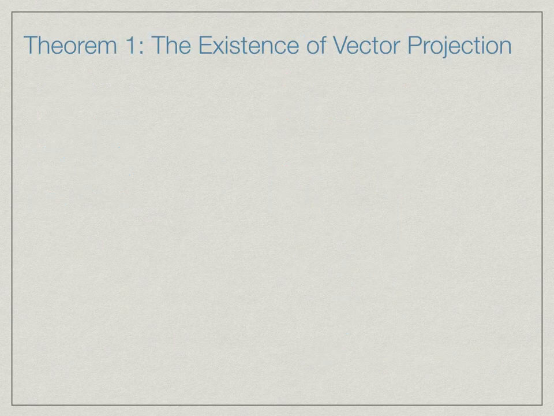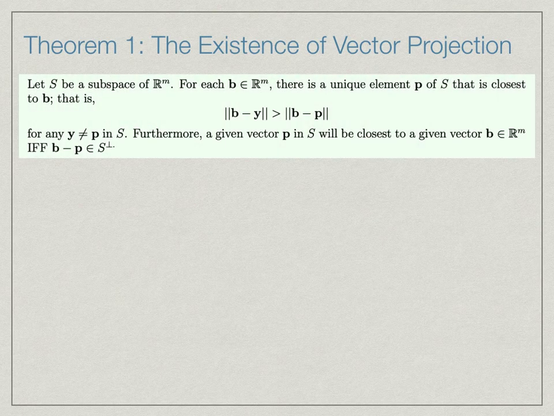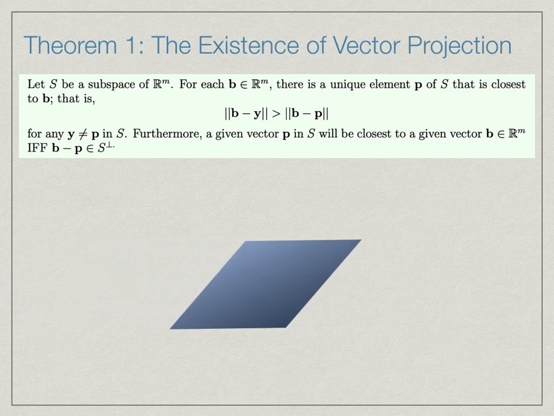Theorem number 1 will show the existence of vector projections. If you're looking at a subspace S of R^m, for each vector B in R^m, you can find a unique vector P in S that is closest to B, which means the distance between B and P is the closest distance between B and the subspace S. Imagine this is a subspace S, this is a vector B, you can find vector P on S such that the distance between B and P is the smallest.